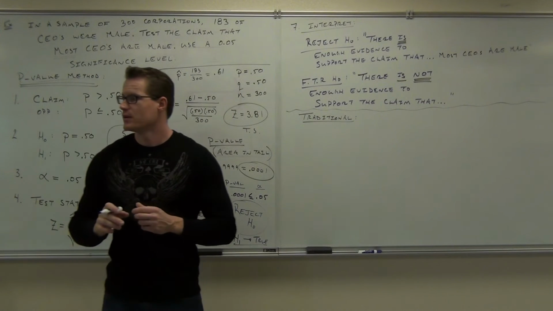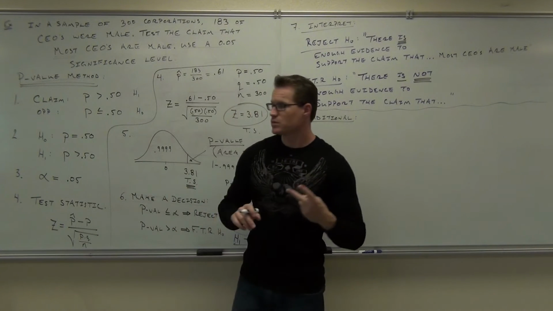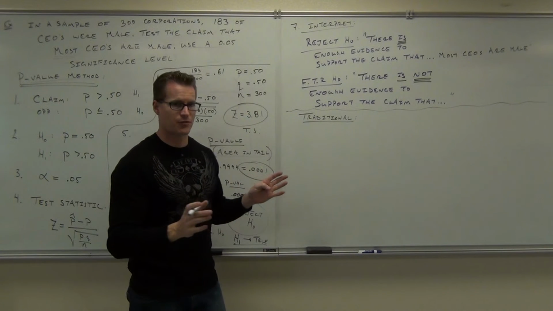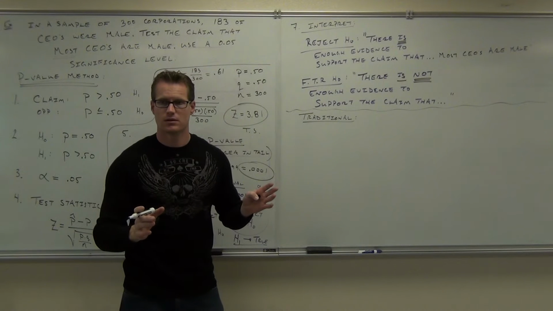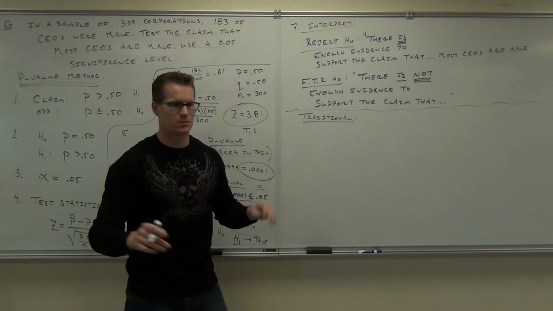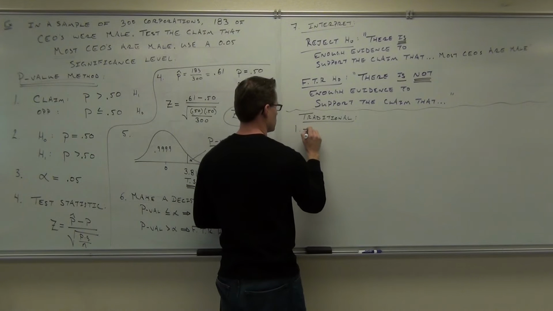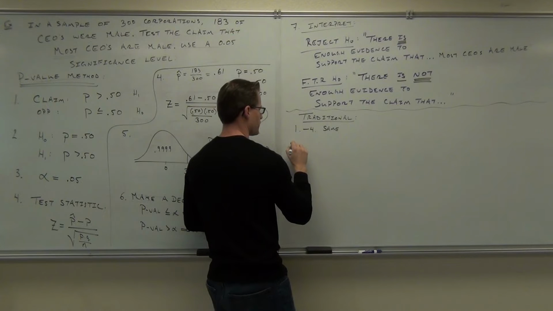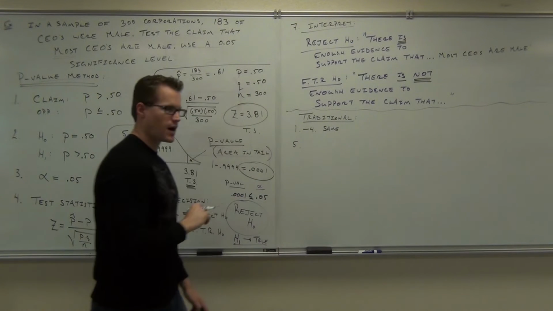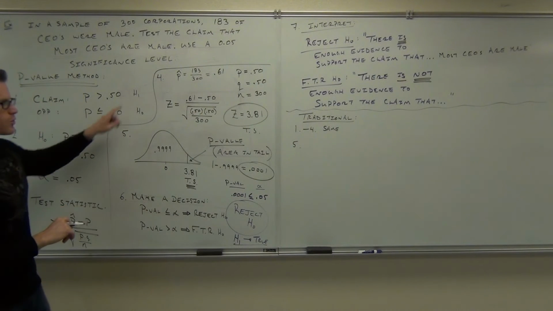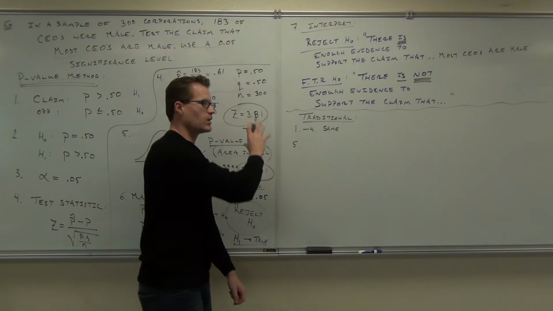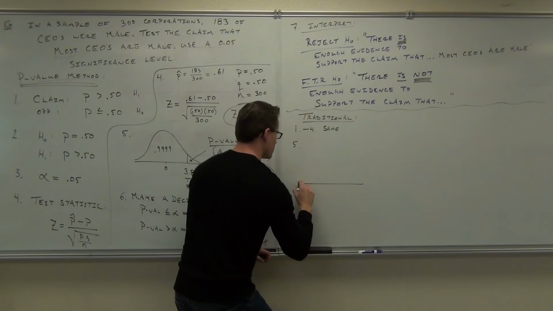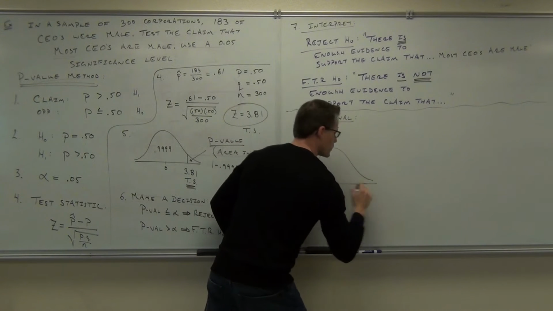Okay, traditional method. Steps 1, 2, 3, and 4 are identical, so I'm only going to start at step number 5. You okay with that? Steps 1 through 4 are the same in either case. You still have a test statistic. Here's where it deviates. It's only one little thing.